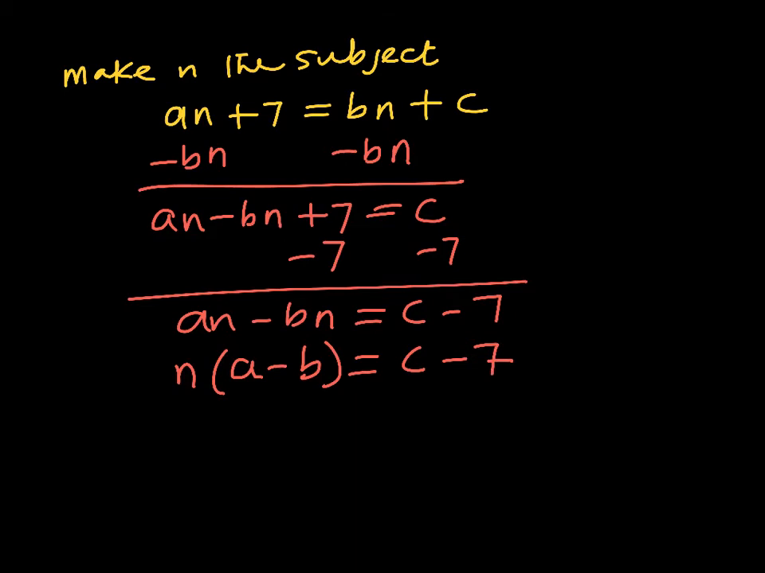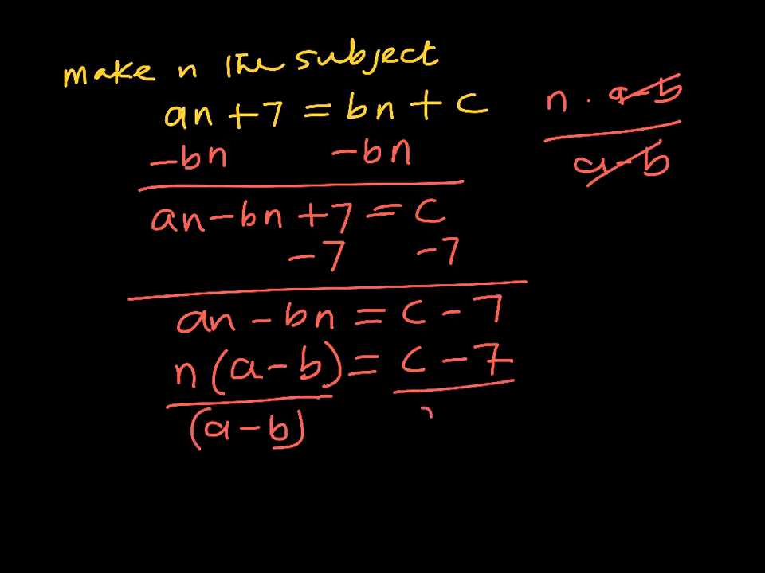Now, if you have two factors, n and a minus b, the relationship between them is that of multiplication. So if you want to eliminate a minus b, you have to divide by a minus b, right? If you divide by a minus b, you can cancel it out and you only have n. So that's what we're going to do. We're going to divide both sides by a minus b. The a minus b cancels out, so what we have is n is equal to c minus 7 over a minus b.